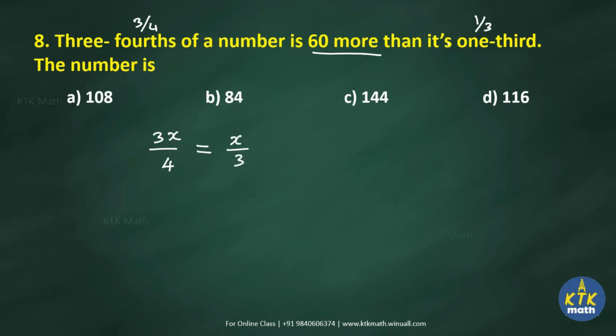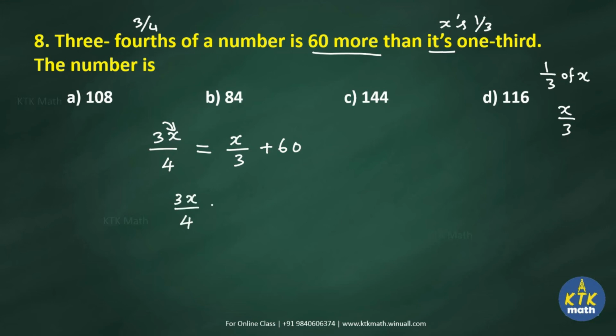Okay, one third means what? 1 by 3 of x, which is nothing but x by 3. Okay, and 60 more than, so you can write plus 60. This is your equation. You can reconfirm by rereading the question. 3/4 of a number, this one on the left side, I am representing as 3x by 4, is equal to 60 more than its one third. Now the equation is ready, start solving this.